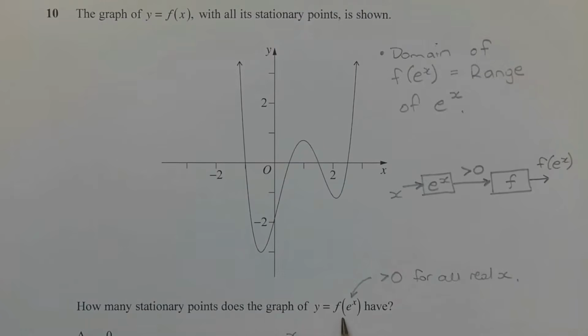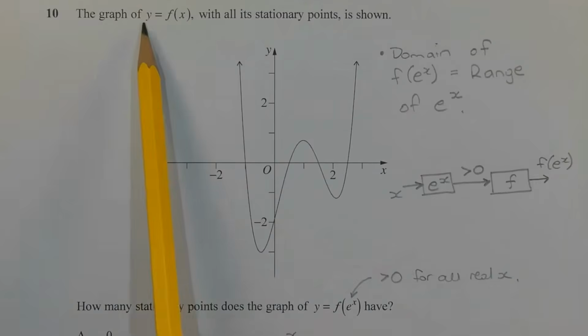Y equals f of e to the power of x is a composite function, or a function of a function. Think of it this way. X is being input to e to the power of x, which then gives us an output, and the output of e to the power of x is then being input into the function f to give us f of e to the power of x.